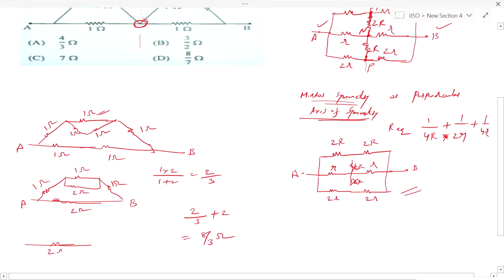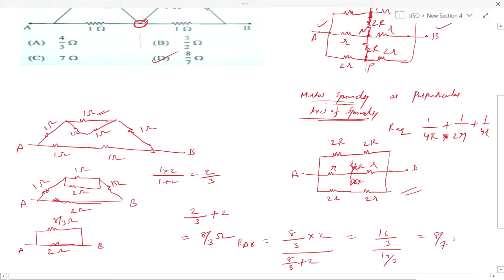Just solve and get the final answer. 8 by 7. Clear? So 8 by 3 into 2 upon 8 by 3 plus 2. So this is RAB, which is 16 by 3 upon 14 by 3. So which is 8 by 7 comes. Easy or tough? Medium.